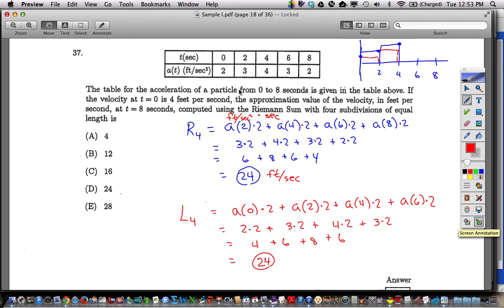So for tomorrow's quiz, I'd certainly want you to be able to take a table like this, write out a Riemann sum, add it up, that kind of thing for sure, okay? Plot the points if you have to, if that's helpful.